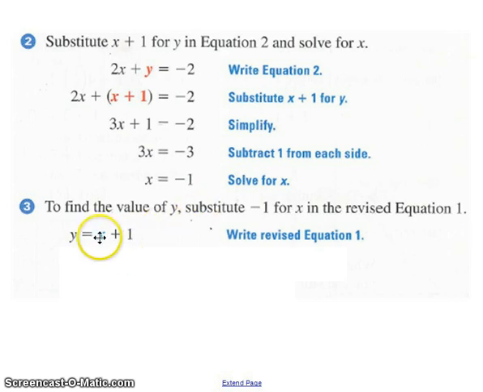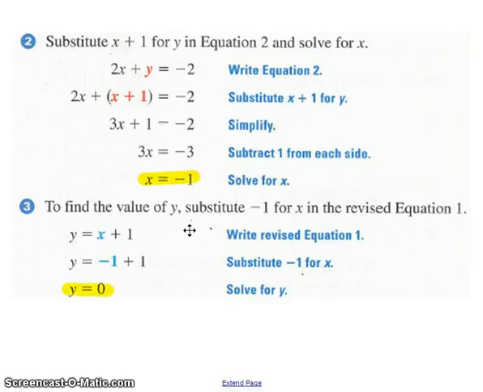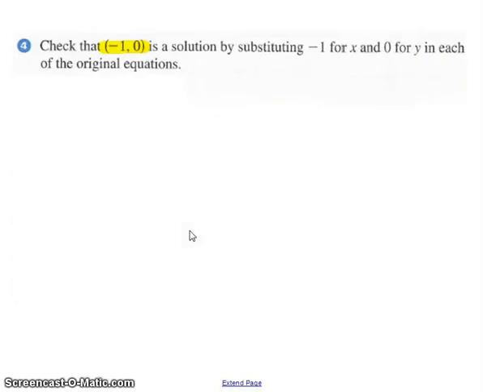Well, I don't have to call it x anymore. I can call it negative 1. So that means y is negative 1 plus 1. In other words, y is 0. Now I know x and I know y. And that suggests that the two lines cross at negative 1, 0.